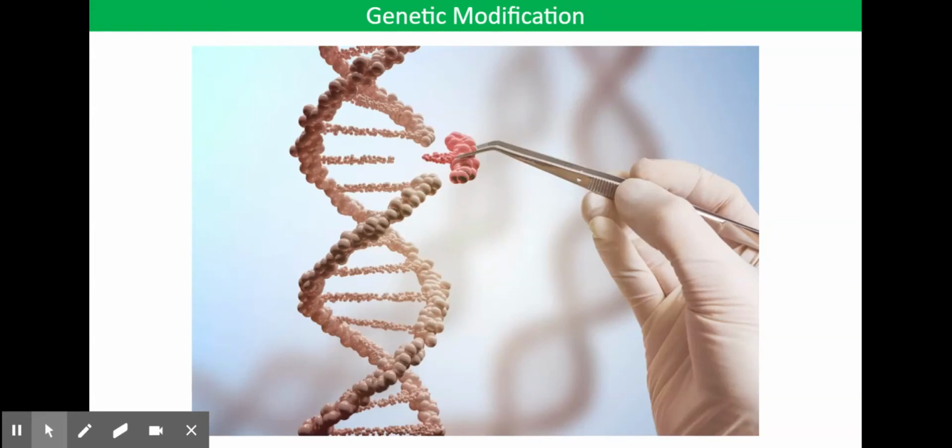This video tutorial is all about genetic modification. Genetic engineering is changing the traits of one organism by inserting genetic material from another organism. The organism receiving the genetic material is said to be genetically modified.